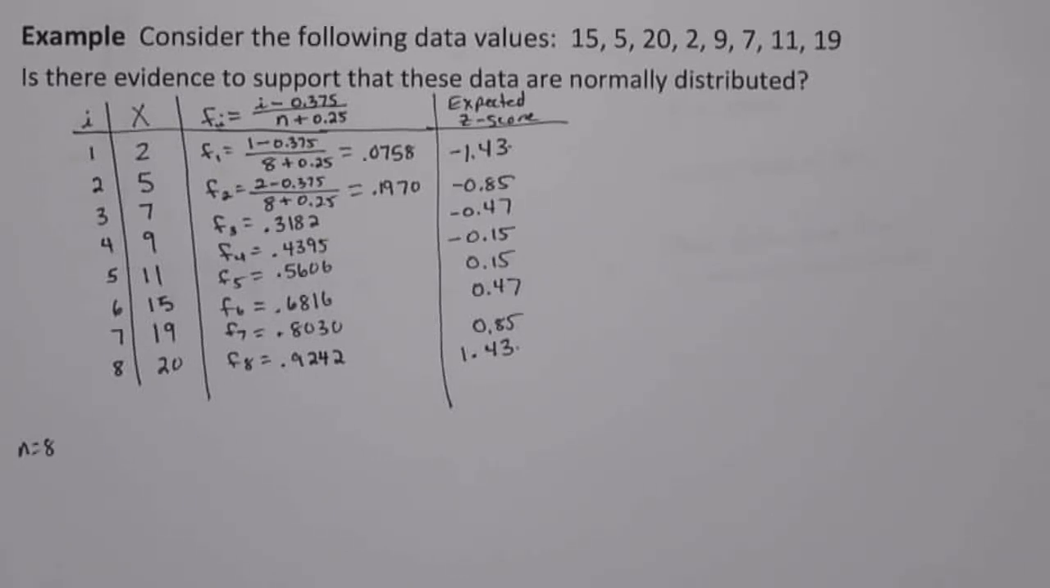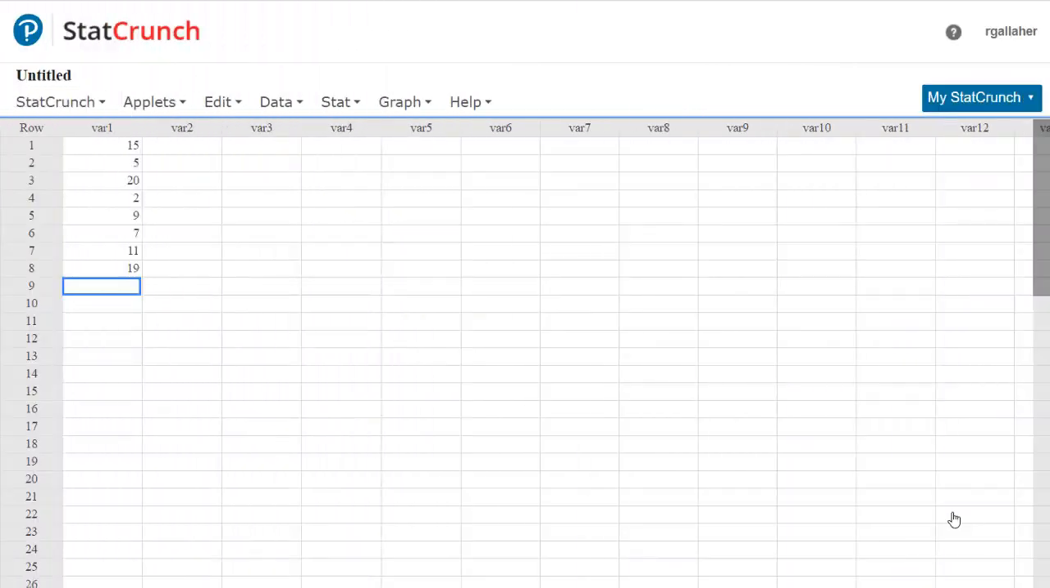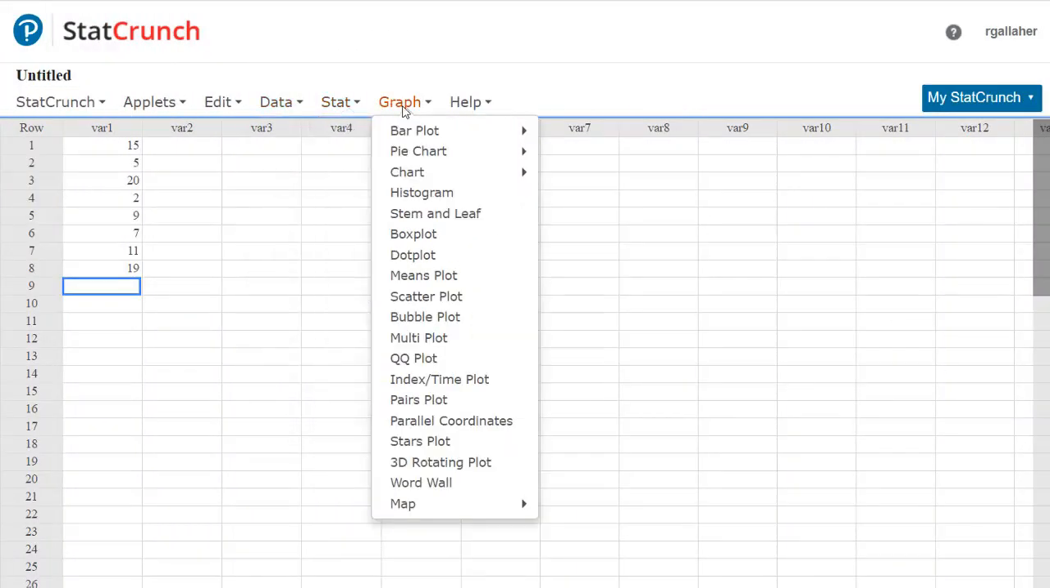Now, in closing, we can also do a similar kind of result in StatCrunch. But StatCrunch, unfortunately, does not have the capability of doing a normal probability plot. So looking here at StatCrunch, if we go to graphs, we do not have a normal probability option. Now, by the way, I have entered the data into StatCrunch here. So here were our 8 data values that I've entered into StatCrunch.